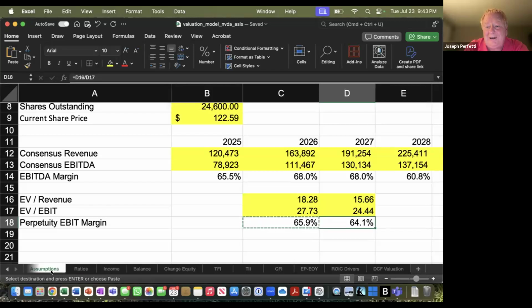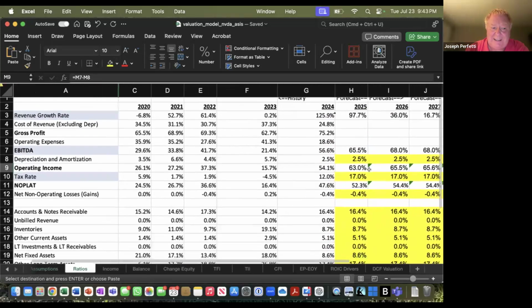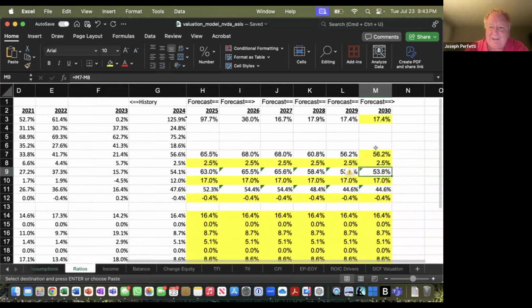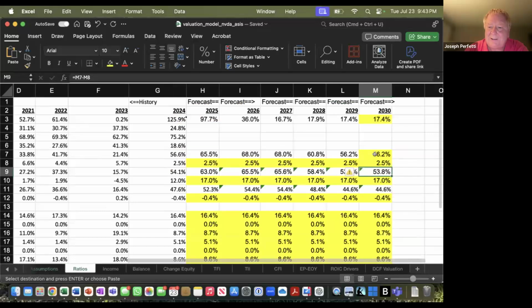So we need our model to reflect that. We need an EBIT margin of 64.1 to 65.9. Right now it's 53.8. And that is a white cell, which means I can't change it. So the way I change M9, which is EBIT margin, is I change my EBITDA. So I need to change my EBITDA so that that number is between 64 and 66, call it. So let's say I want to get it around 65. I'll go for the midpoint.